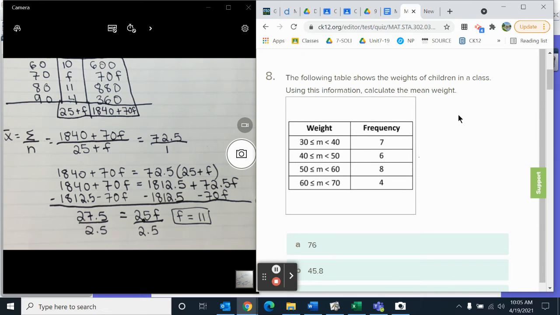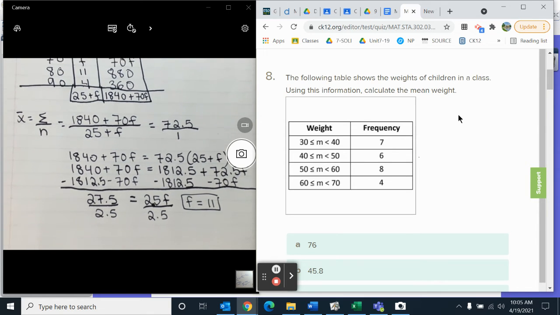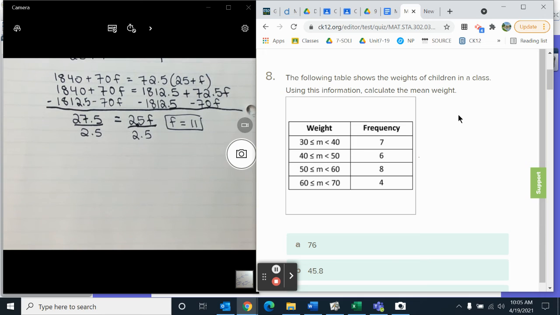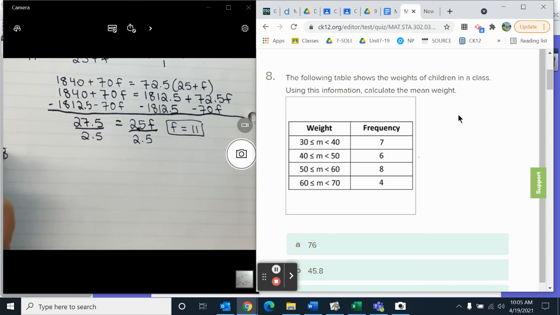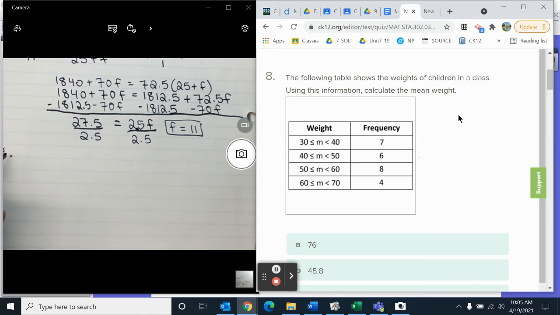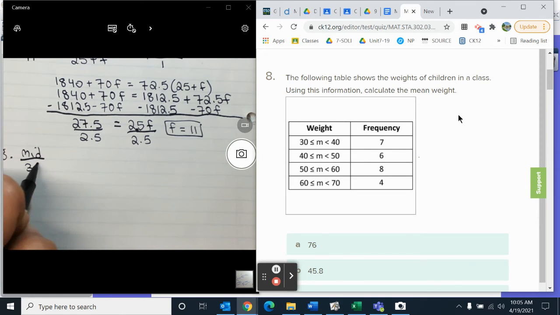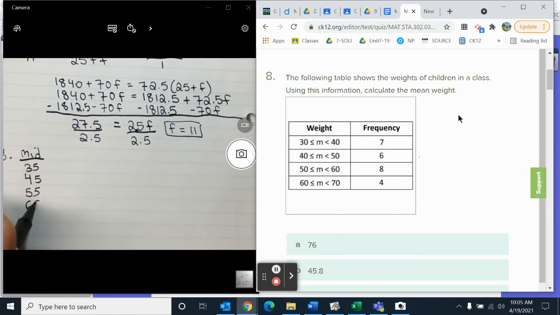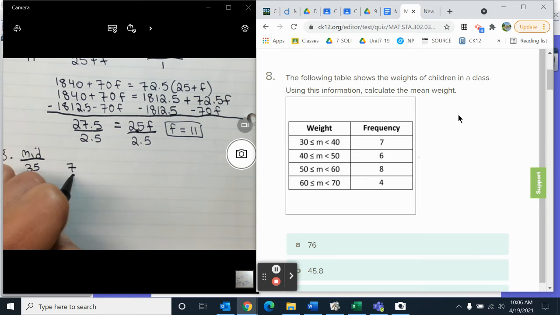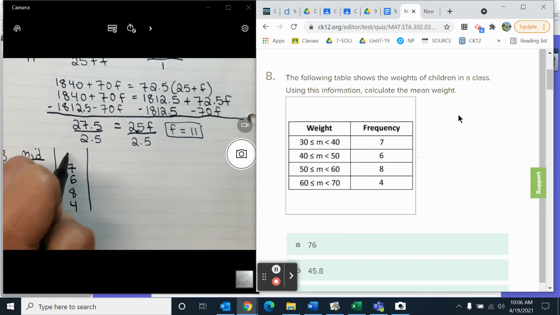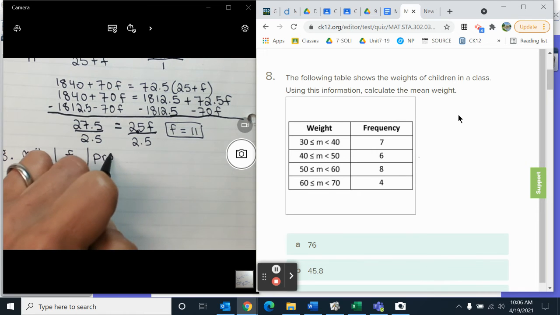So now the following table shows the weights of children in a class. We need the mean weight. So number 8, let's find the mid-interval values. So that's 35, 45, 55, and 65. And then we have frequencies 7, 6, 8, and 4. And let's find our product.